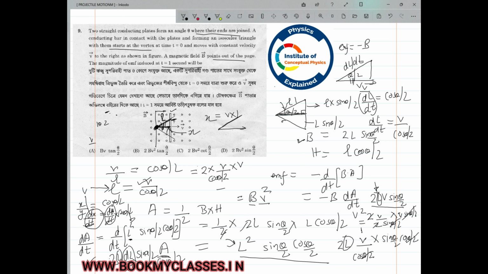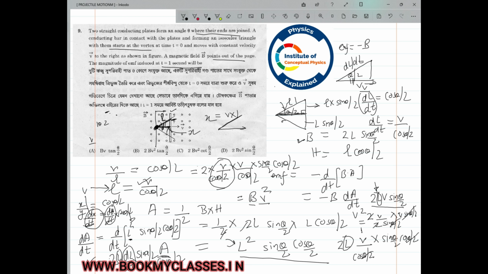So I'm going to substitute L as 2. In the expression, I have to get rid of L. I have written L like this. I also need to get rid of this dl by dt, which is basically dy by dt, if you notice. So I'm going to write this as v upon cos theta by 2. So this is v upon cos theta by 2, and then this is sine theta by 2 and cos theta by 2, right?